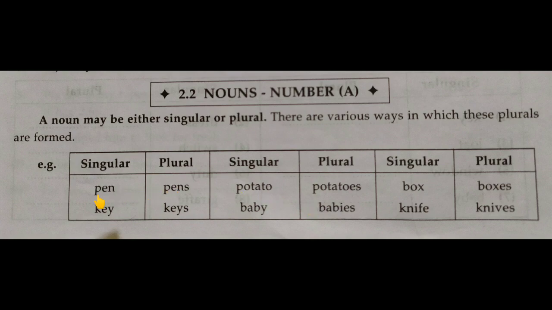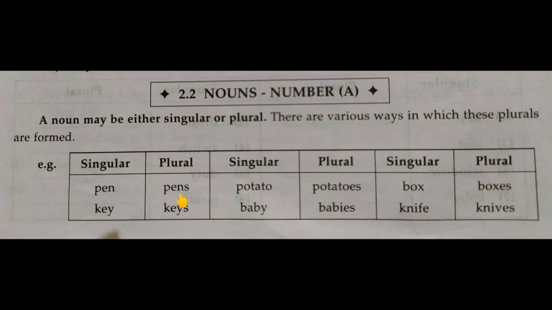So first is pen, and its plural form is pens. Second is key, keys. Potato, potatoes. Baby, babies. Box, boxes. Knife, knives. So here you can see different singular nouns and their plural forms. Each method of converting singular to plural is different.